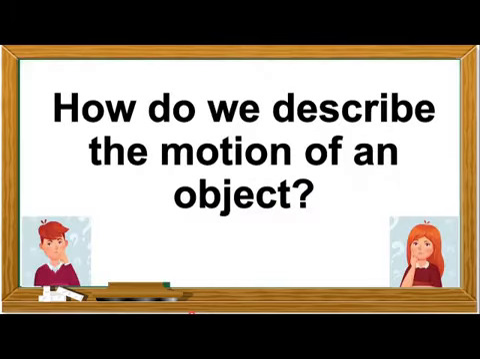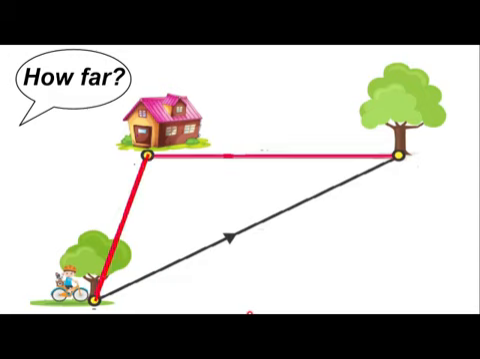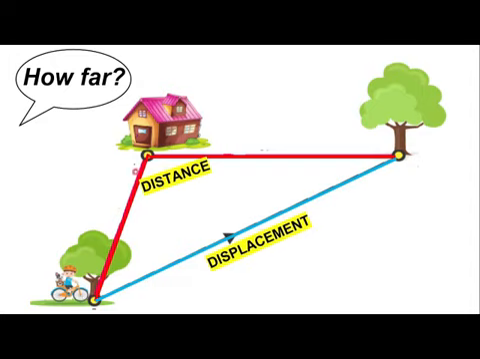So how do we describe the motion of an object? Aha! We can describe motion by answering the question, how far did the object travel? Gaano kalayo ang narating ng isang bagay? It can be in terms of distance and of displacement. When we say distance, it is the total length of path traveled by the object.